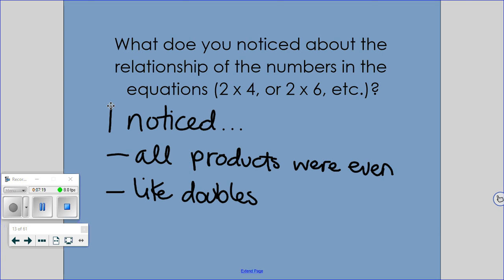I love to call my 2's doubles. I think of it that way too, Bria. So what she's saying is 2 groups of 4 is 4 doubled, 4 plus 4. 2 groups of 10 is 10 doubled, 10 plus 10. So I think of my 2's as doubles. Your title says 2's. I want you to write AKA doubles.